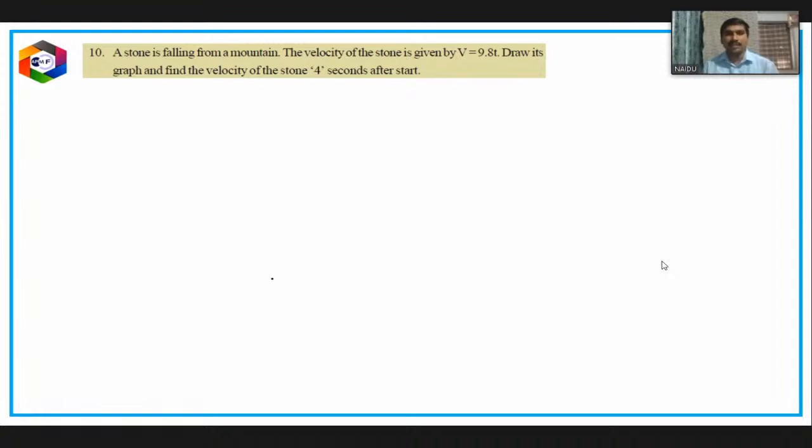A stone is falling from a mountain. The velocity of the stone is given by v = 9.8t. Draw the graph and find the velocity of the stone 4 seconds after the start. So this is the kinematics equation, that is the first one. Observe children here. Here the equation itself is given. Actually in the previous questions we have developed the linear equation.